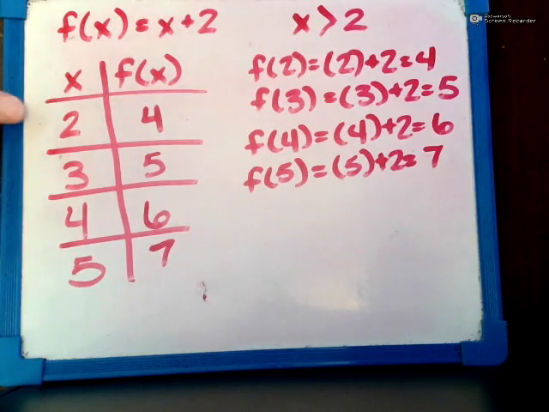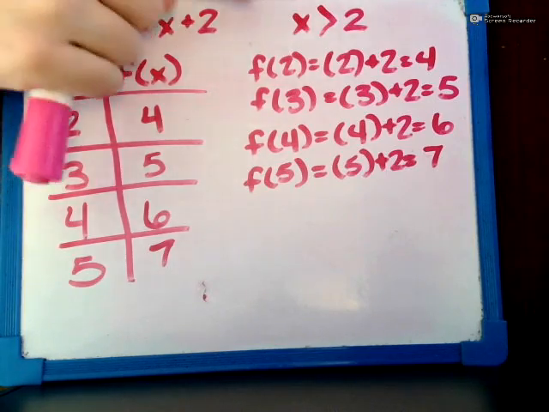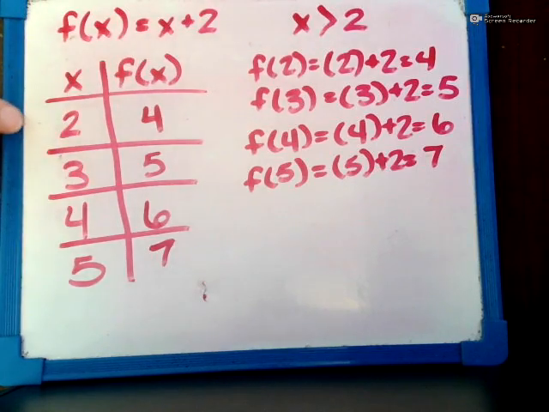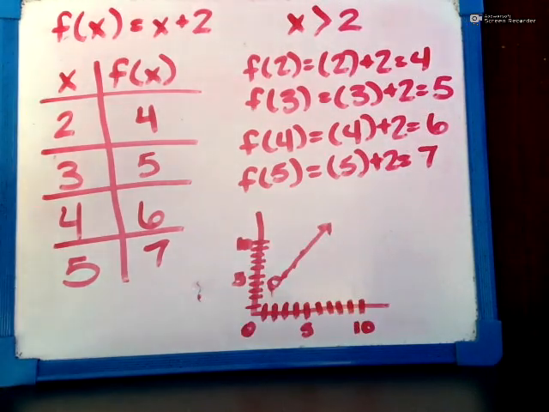When we graph this, we need to make sure that this point (2, 4) is graphed with an open circle because this is not included. We do not have greater than or equal to, we only have greater than, so this is not included as a correct solution. Here's what our graph is going to look like.